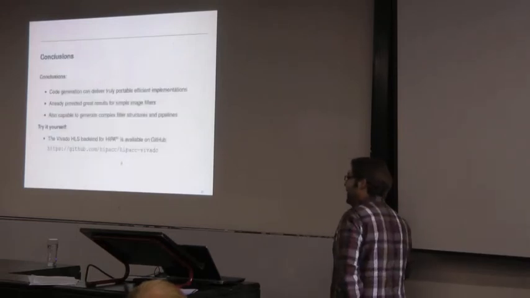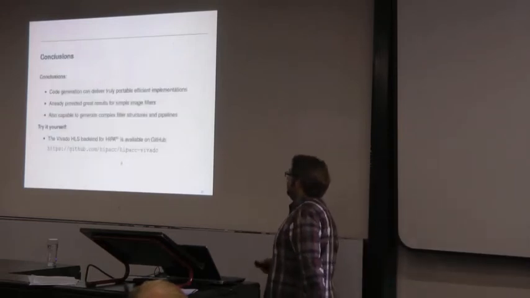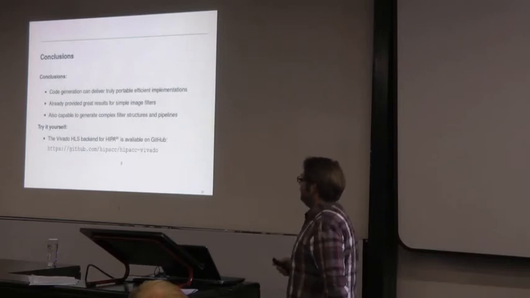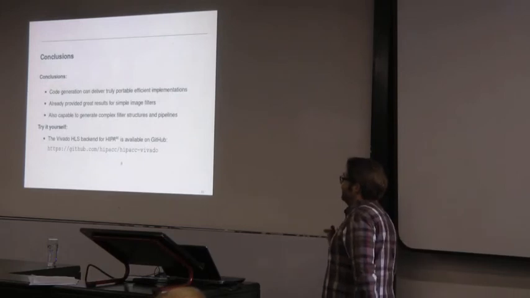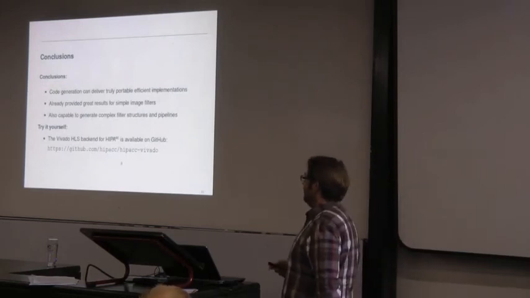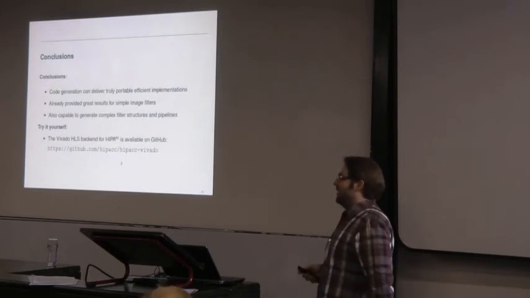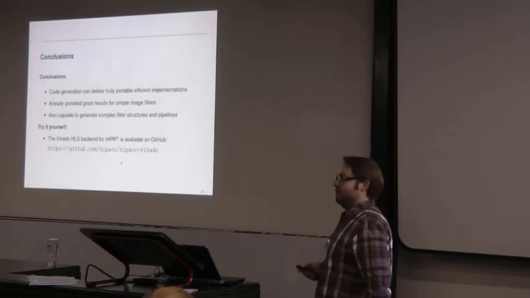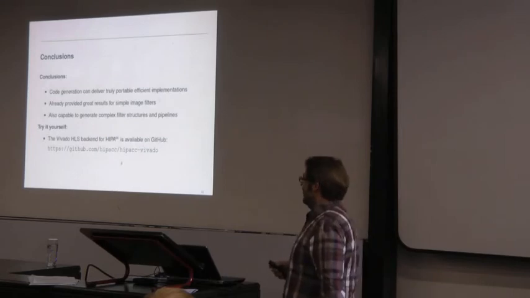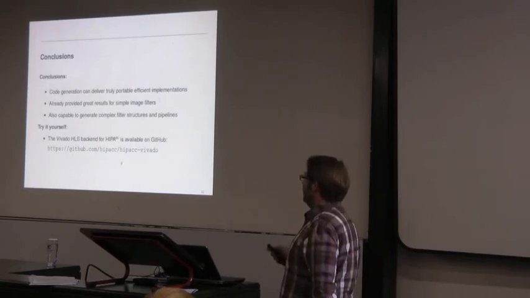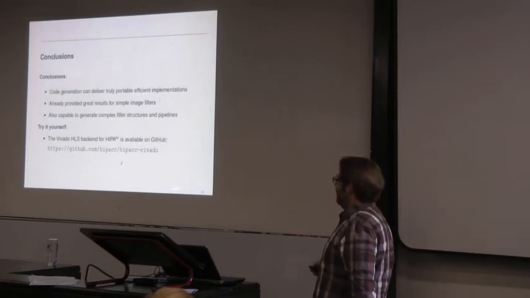So, conclusions. Code generation can deliver truly portable, efficient implementations. It already provided great results for simple image processing, and now we've shown that we are also capable of generating very complex structures. And one cool thing, my colleague Oliver, who is co-authoring this paper, finished the product yesterday evening, and it is now available on GitHub.